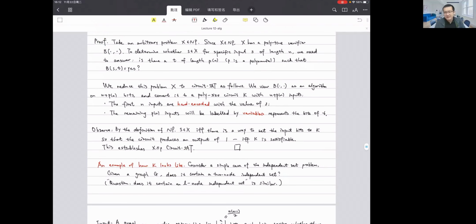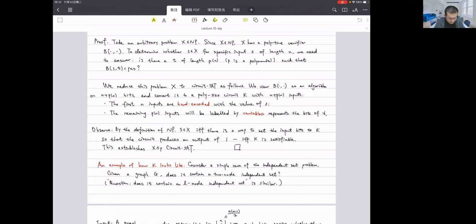Based on the discussion here, for a problem which is in NP, we have two inputs: S is the input string for the polynomial time verifier, and T is a certificate. The S part is the hard-coded inputs, and the T part is the variables that you're going to choose, such that the polytime verifier returns yes.